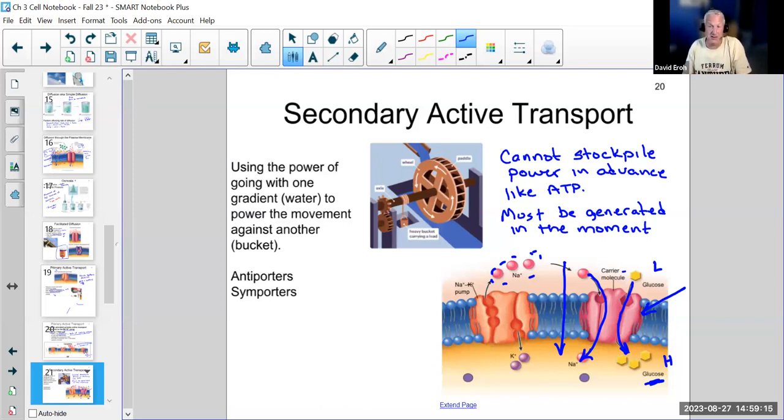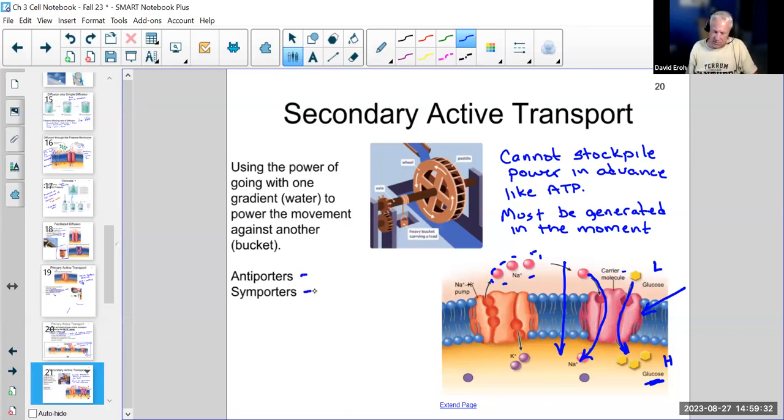You cannot use ATP with it. You can't stockpile any form of energy. And so this is relying on something that hopefully is always there, like a water wheel with the river always flowing underneath it or whatever.